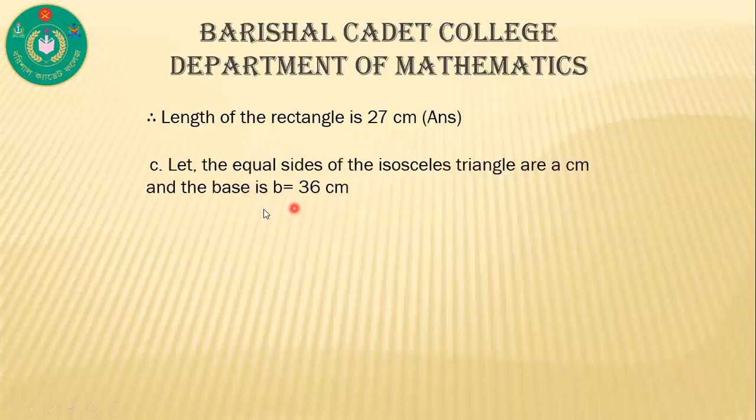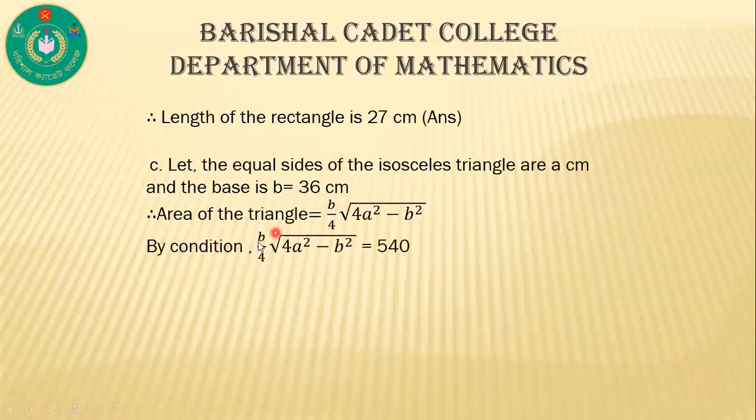Now, third question: determine the perimeter of the isosceles triangle. Let the equal sides of the isosceles triangle be a centimeters and the base b is equal to 36 centimeters. You know, the area of an isosceles triangle is b by 4 root 4a square minus b square. Here a means equal sides and b means base. By the given condition, the area is equal to 540. That's why we can write b by 4 root 4a square minus b square is equal to 540.